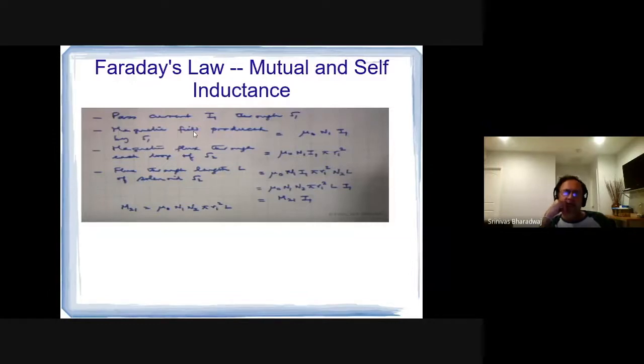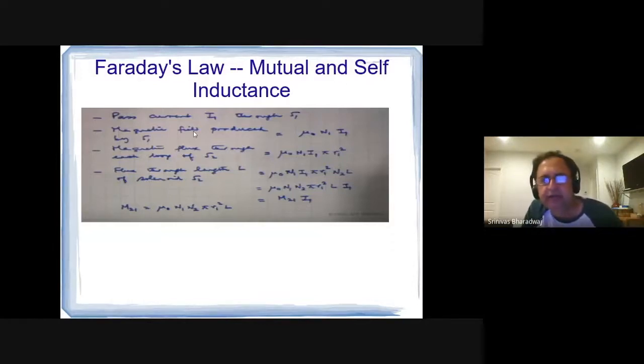The magnetic field produced by S1 is mu naught N1 I1. The magnetic flux through each loop of S2 is now B times pi R1 square, right? And that produces the flux. Now you have a relationship which gives you a value for that mutual inductance: mu naught N1 N2 times pi R1 square L. So that gives you the flux, and we already looked at how this equation is derived.